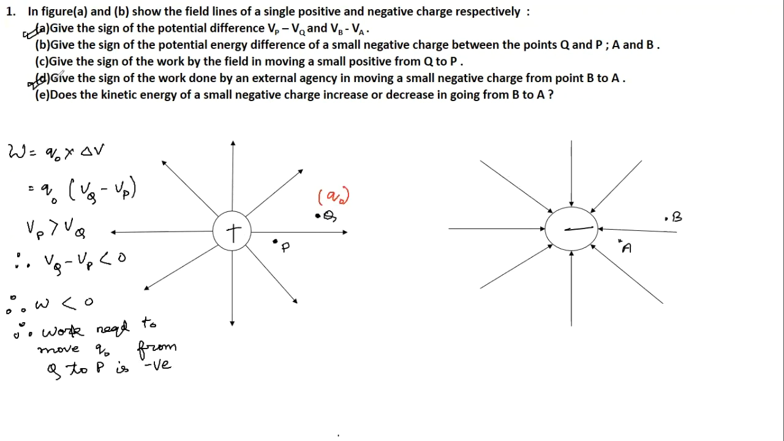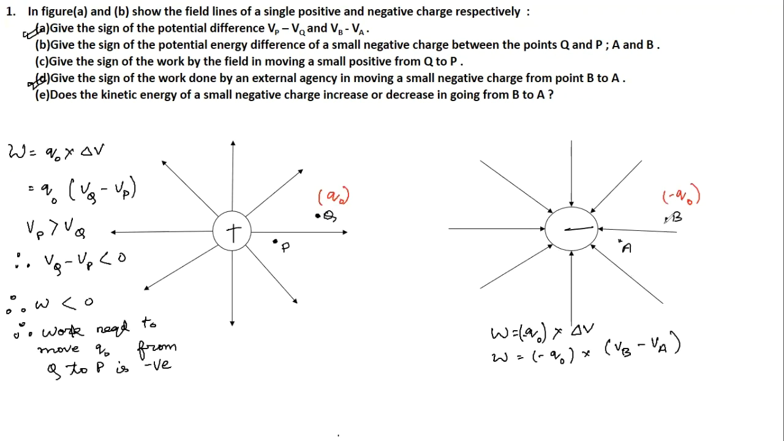Similarly, if you see point D, here also you have to find the sign of the work done by an external agency in moving a negative charge from B to A. Now in this case, for this diagram, you have a negative charge, let's say minus Q naught, and this negative charge has been moved from B to A. We are going to do it the same way. We find work done as the negative charge minus Q naught multiplied by the potential difference between B and A, that is VB minus VA.